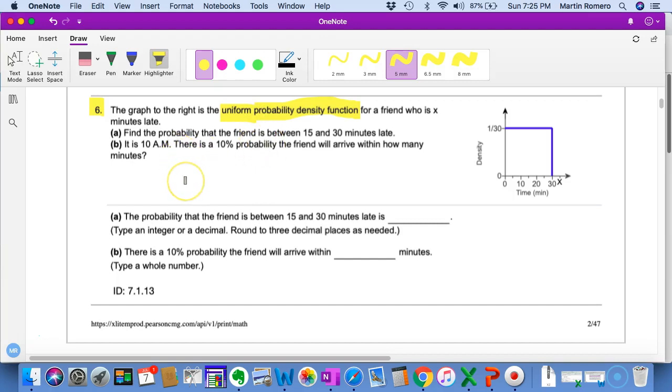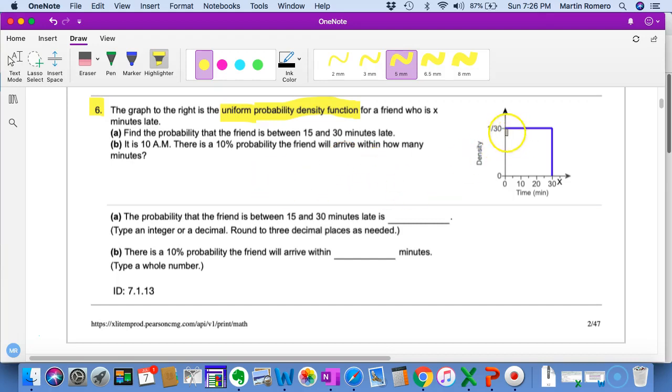They're the two questions from 7.1.13. And what this is, it's a graph. Instead of a table of values of the probabilities of certain outcomes, we have a continuous variable. Time, for example, from 0 to 30 minutes. What's the probability that your friend arrives between 15 and 30 minutes late?